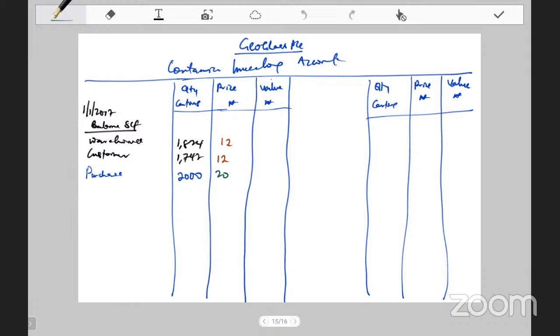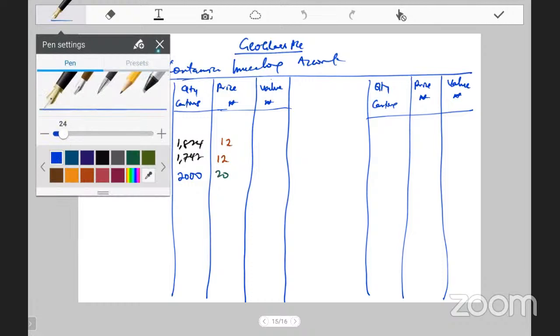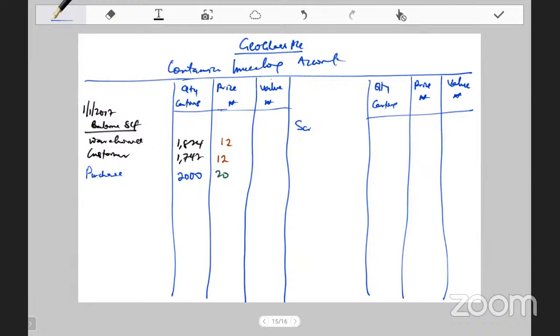So 2,000 containers were bought during the year, while 78 were sold as scrap at 5 naira per carton. So hold it. We were told that some of the containers became scrap, so we are going to write it here. Scrap. How many units were the ones that got scrapped? 78. And what is the book value when they became scrap? 12 naira.